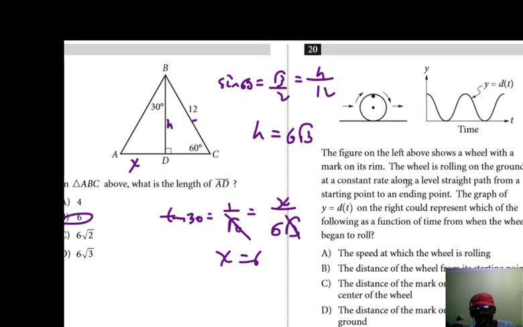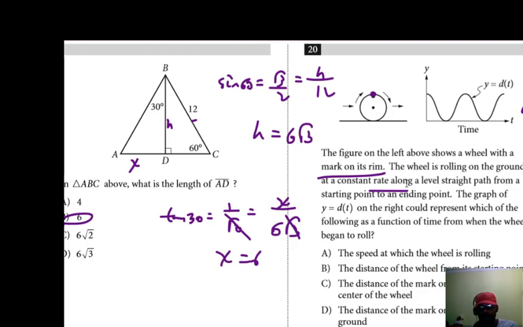So here is another question. The figure on the left above shows a wheel with a mark on its rim. This is the mark. Okay. The wheel is rolling on the ground at a constant rate along a level straight path from the starting point. This is the graph.